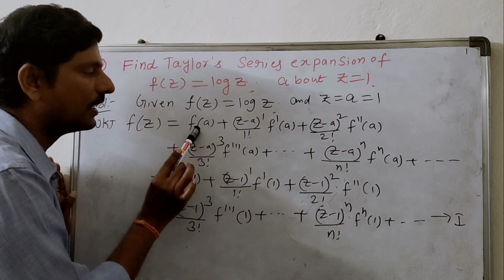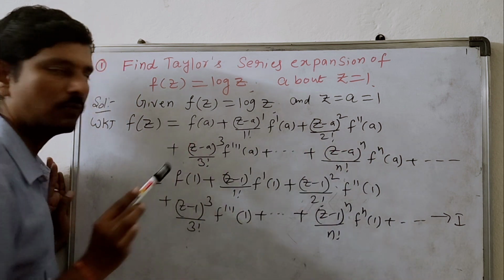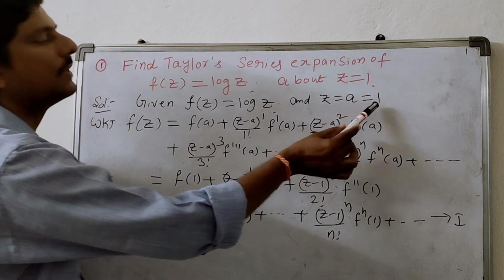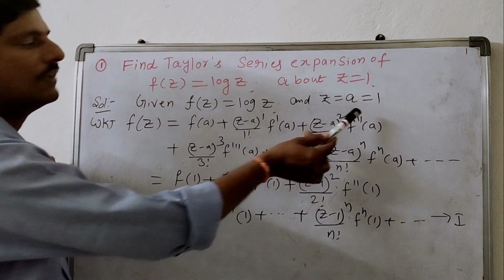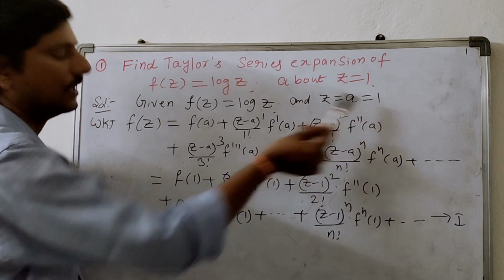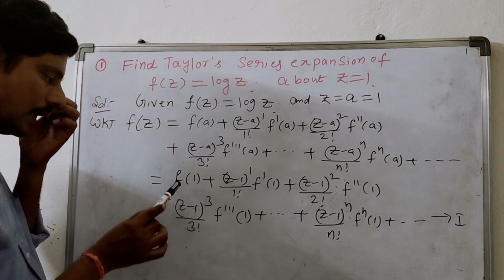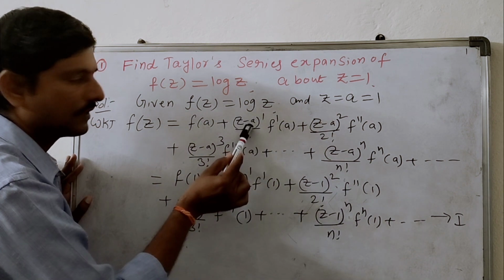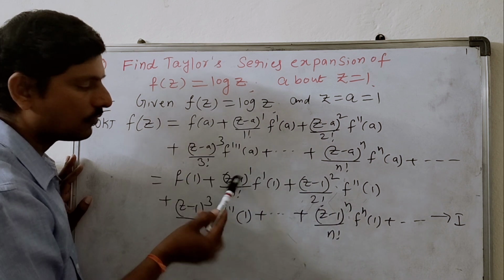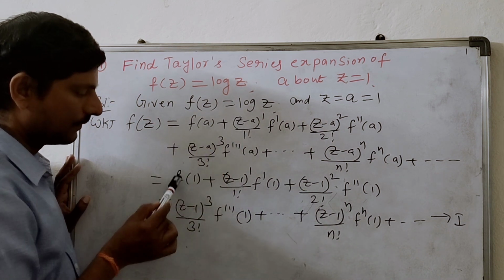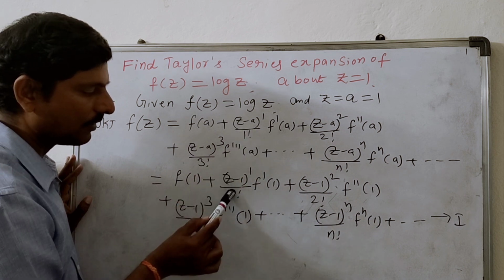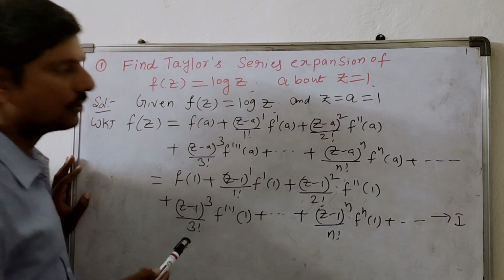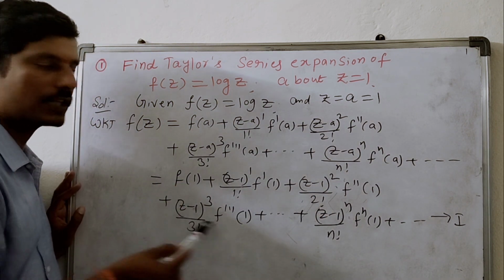That means at least you have to find f of a, f dash a, f double dash a, f triple dash a. Up to f triple dash a you have to find for this type of problems. Now what is in the place of a here? 1. If it were 2, you would write 2. Here it is 1, so in the place of a, we substitute 1. F of 1 plus z minus 1 whole power 1 by 1 factorial into f dash 1 plus z minus 1 whole square by 2 factorial into f double dash 1. So wherever a is there, in that place we keep writing 1, that's all.